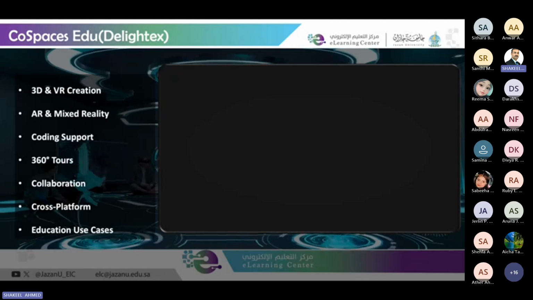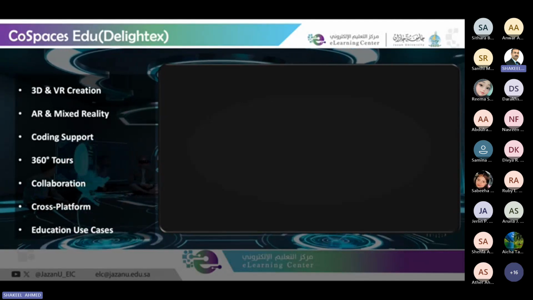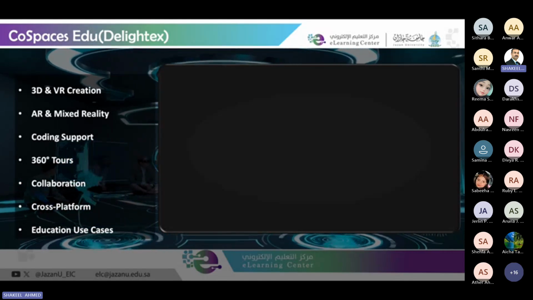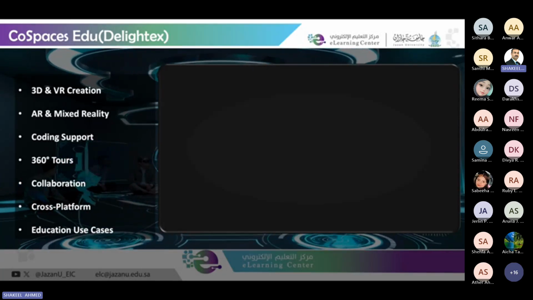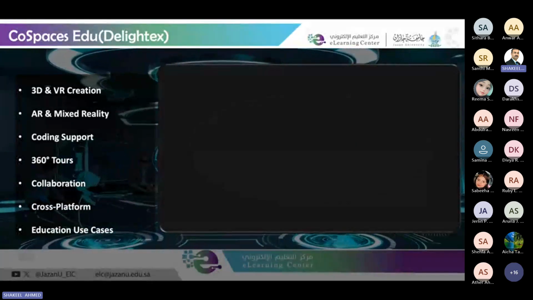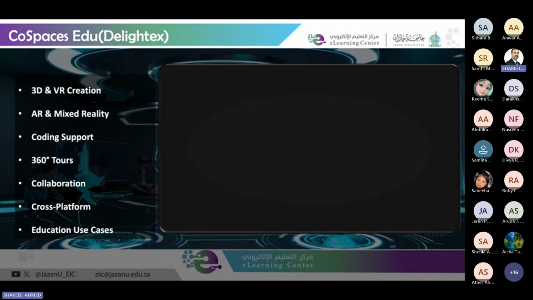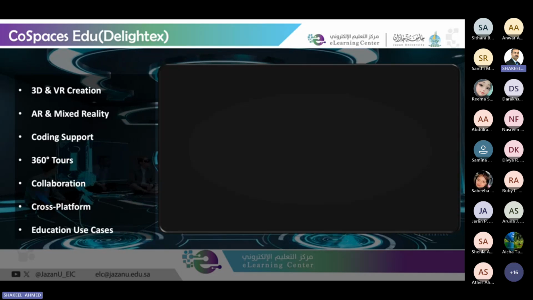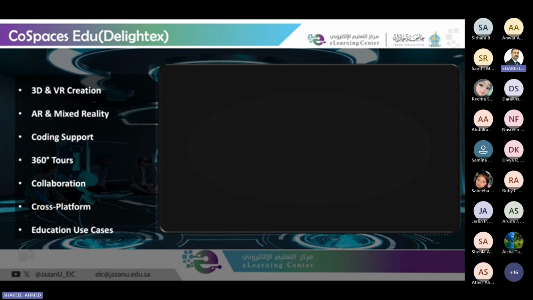CoSpaces also allows 360-degree tours. You can upload a 360 image of the lab, museum, gym, or campus locations. Then the software lets you add interactive hotspots for explanations, videos, or quizzes. This is perfect for virtual orientation activities or safety training as well. This platform is cross-platform, meaning it works on laptops, tablets, and VR headsets equally at the same time. So students are not limited by one type of device.